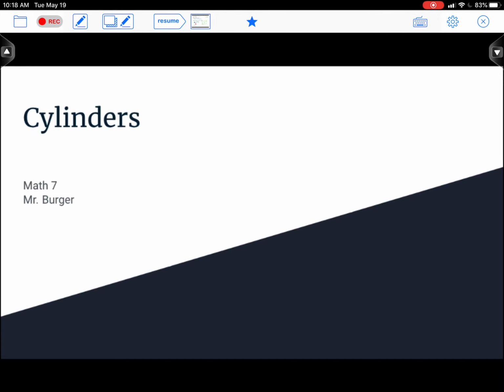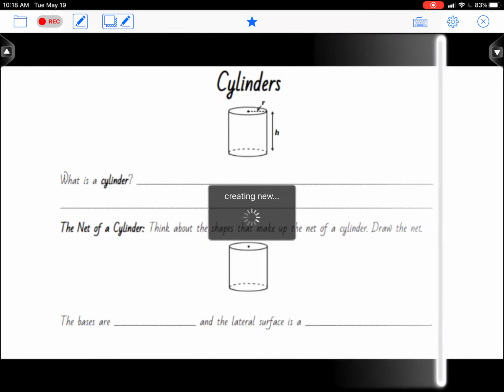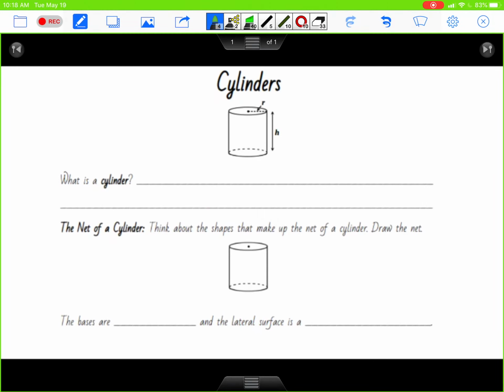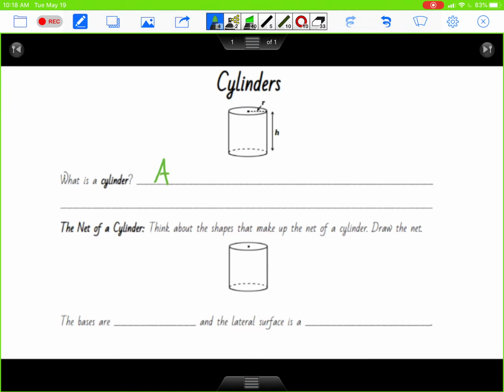Okay, today we're doing cylinders. Cylinders is going to be the last shape we work with for surface area. Okay, what is a cylinder? A cylinder is just simply a prism with circular bases.